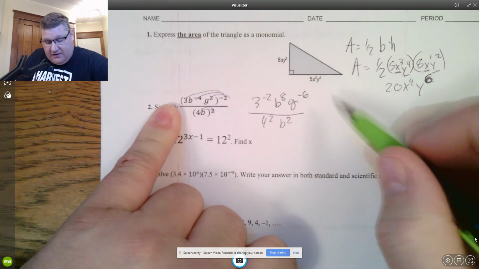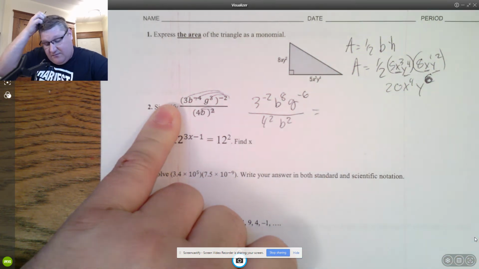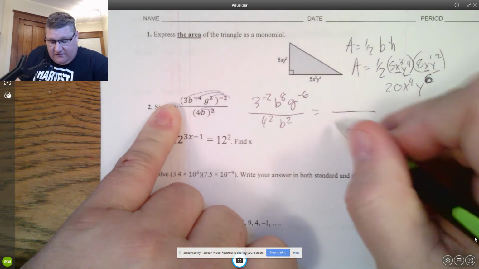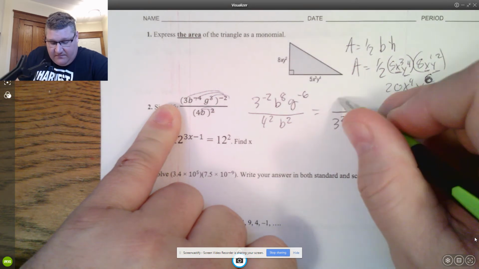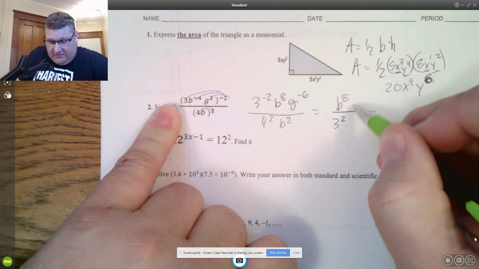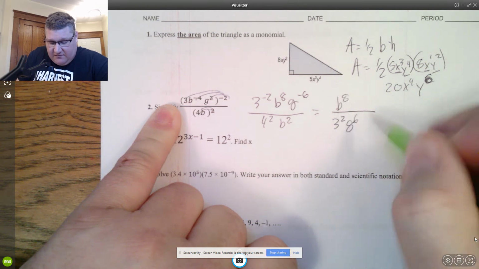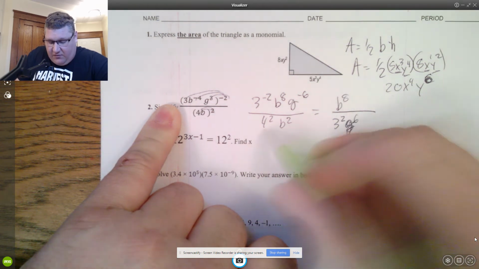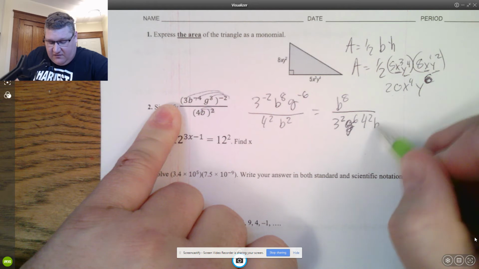Now, at this point, we need to determine what stays on top, what goes to the bottom. So in this case, I'm going to put 3 squared down here, because it's negative, it goes to the bottom. B to the 8 stays up top. G to the 6 goes to the bottom. That's a g. 4 squared stays down here, and b squared stays down here.